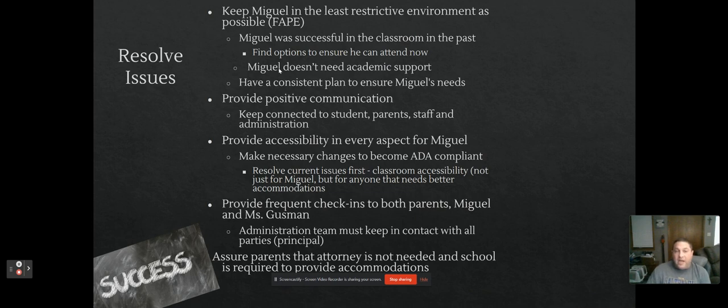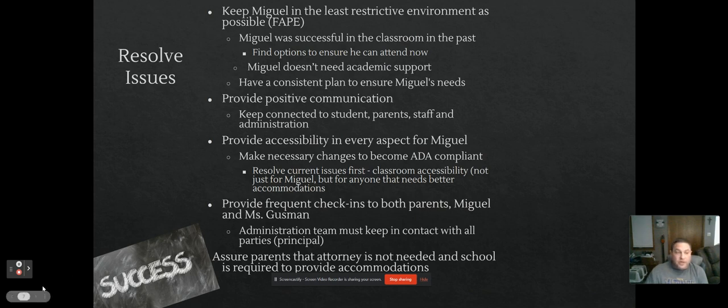We need to provide positive communications, keeping the students, parents, staff, and administration connected. Provide accessibility in every aspect for Miguel. Make the necessary changes to become ADA compliant. Resolve these issues first. Then we need to look further and see why it broke down and how to fix this for future success. We need to also provide frequent check-ins to both parents, Miguel and Miss Guzman, and the staff. I believe we need to provide professional development for the staff.